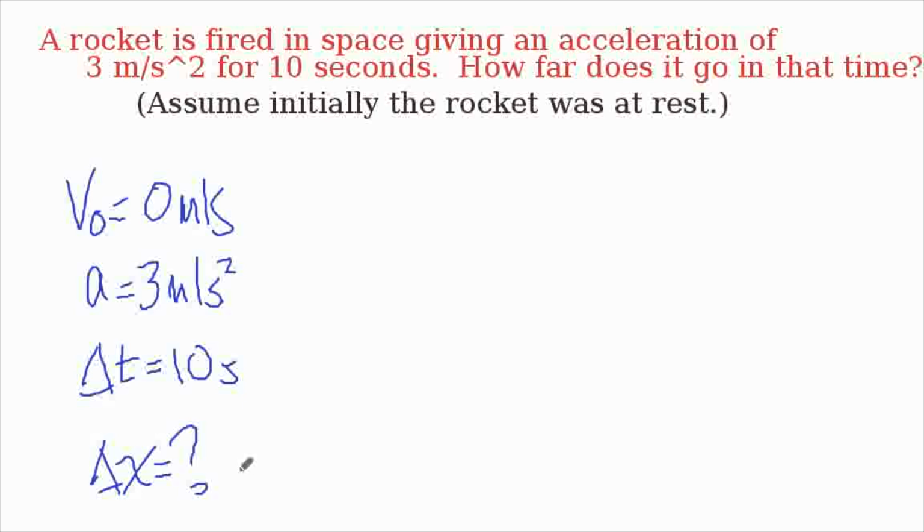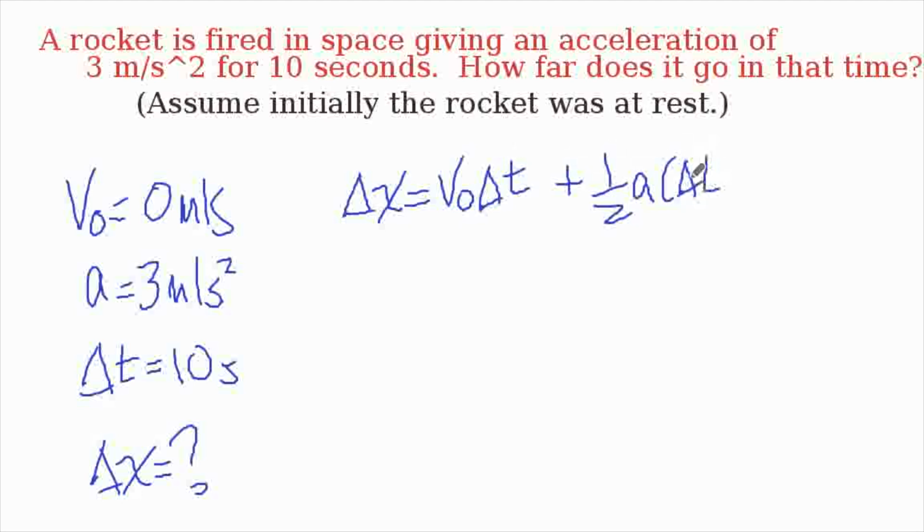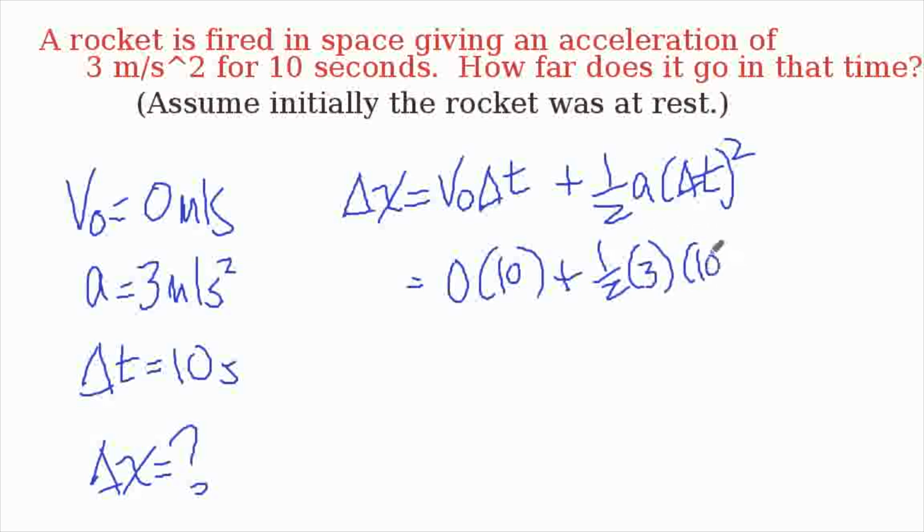All right, so what I would use to solve this one, go back, look at those kinematic equations, and the very first one you'll see is going to be wonderful for this problem. I'll write it out again. Okay, so let's plug in what we know. So 0 times 10 plus 1/2 of 3 times 10 squared gives 150 meters. All right, see how that works?